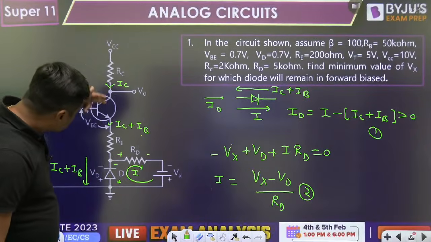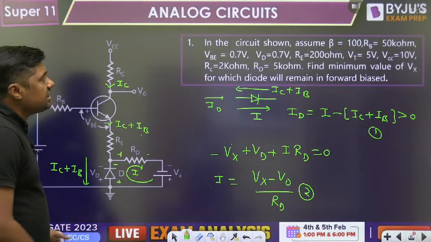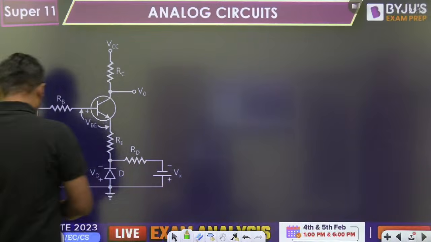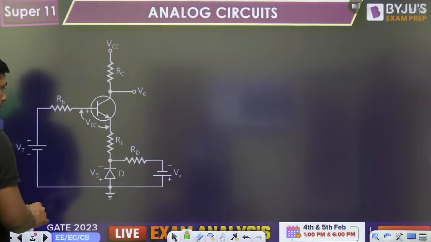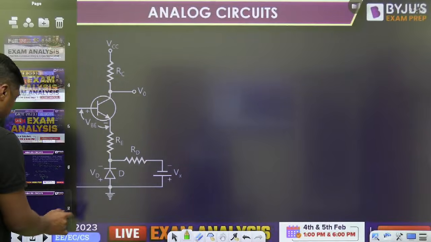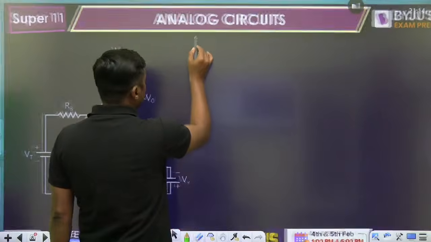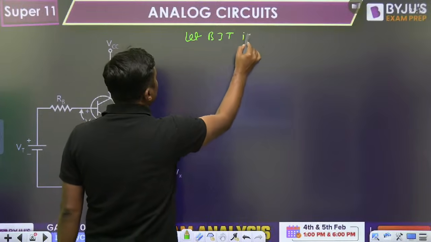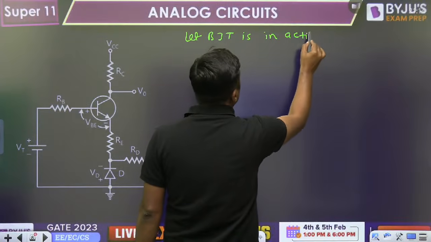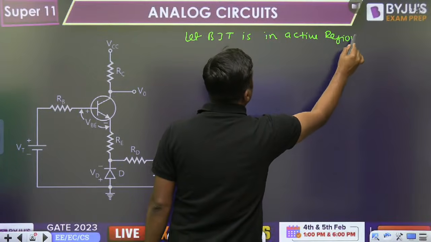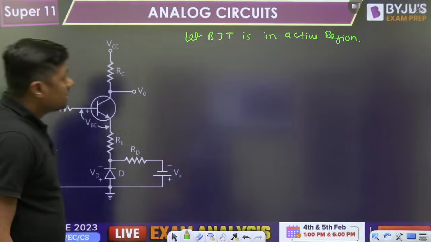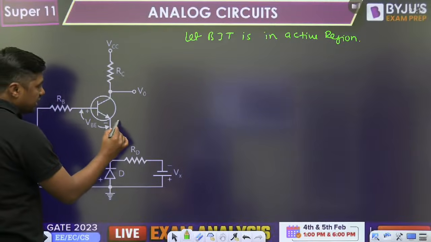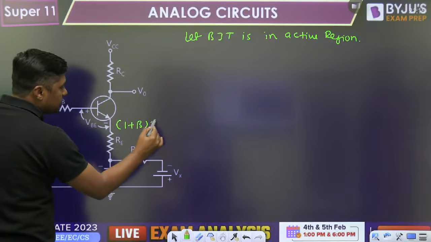Now, how to find the IC plus IB? Let the BJT be in active region. If the BJT is in active region, then IC is equal to beta IB. So what is the current here? 1 plus beta times IB.